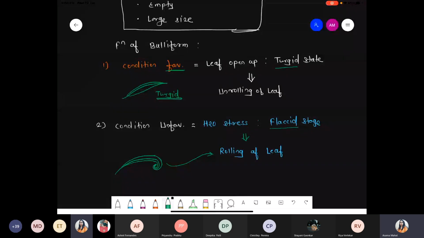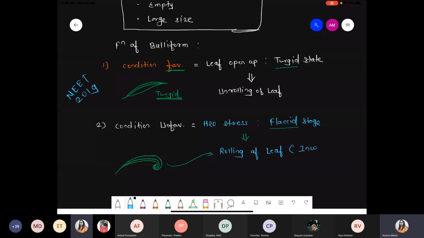Okay. See question number 28. Grass leaves. Grass leaves obviously means monocot. This is the 2019 question. In the grass leaves, basically inward. Inward means rolling. Rolling means they are showing inward movement.